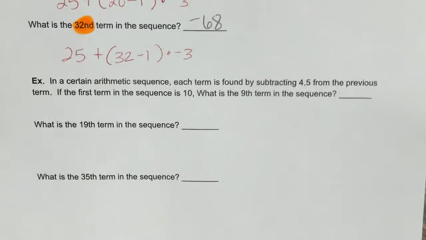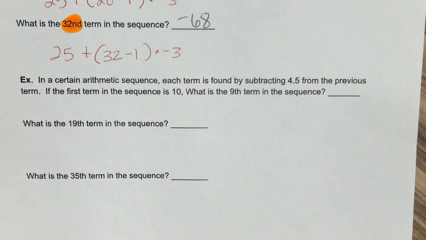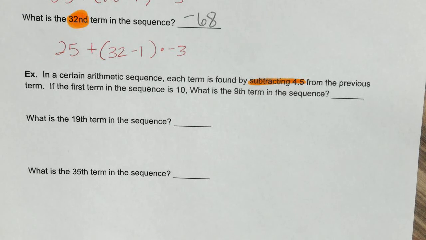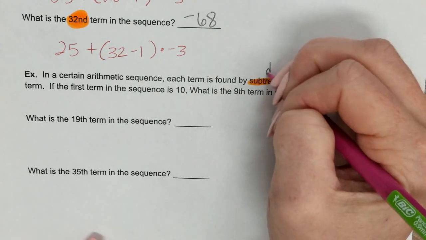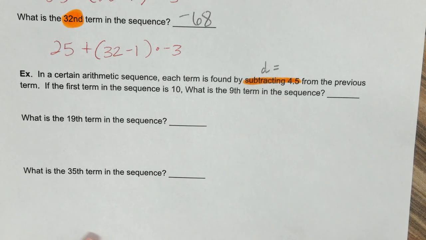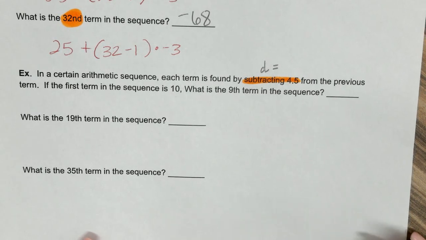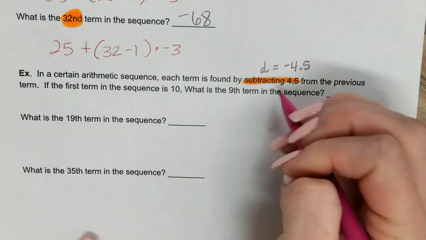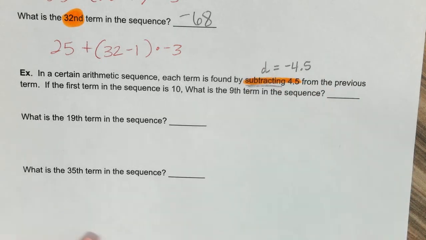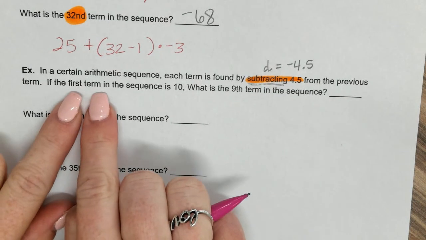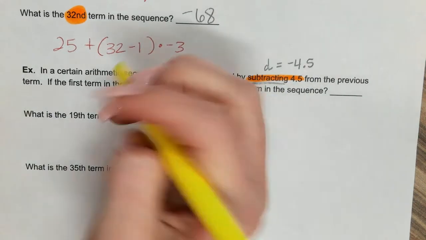All right, next example. In a certain arithmetic sequence, each term is found by subtracting 4.5. What did they just give me? They gave me the common difference. So what is my common difference? Yeah, if you said 4.5, it's wrong. What is my common difference? Negative 4.5. So how did I get that negative? Because it said subtracting. Then they told me the first term is 10.